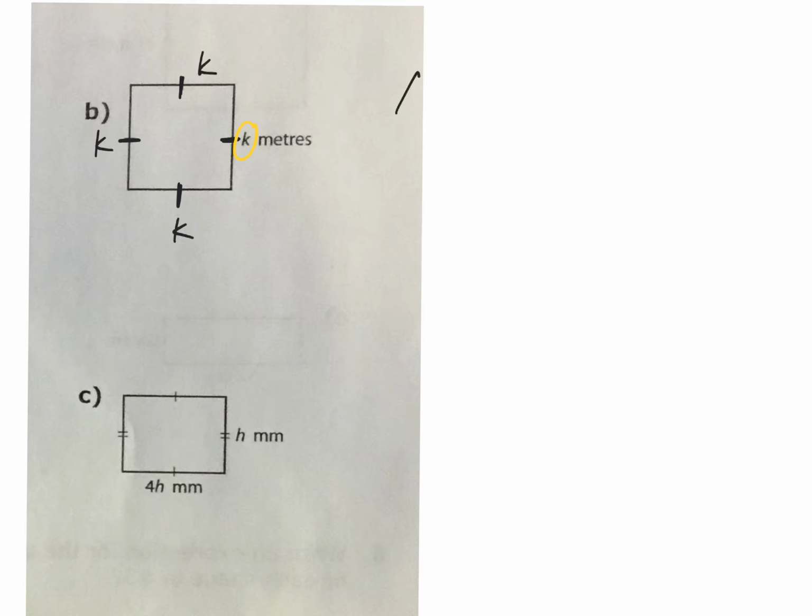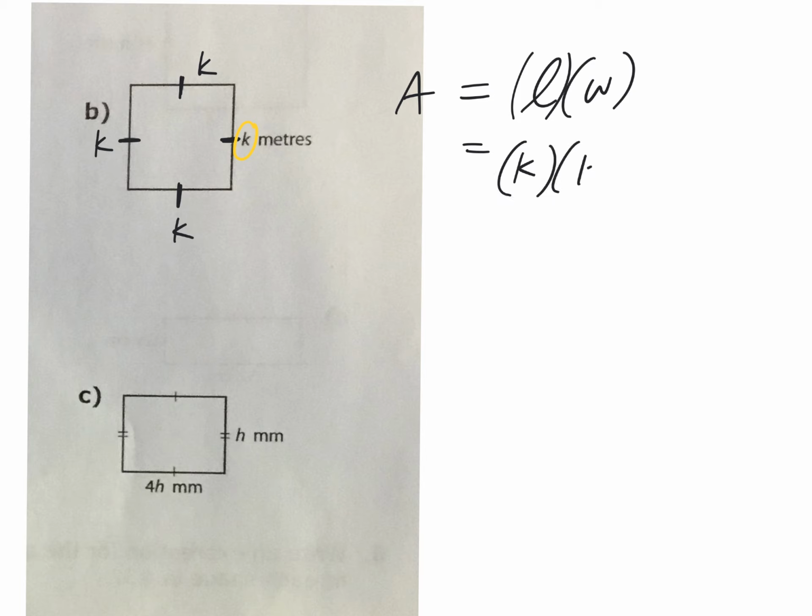How do you find the area of a square? Length times width. Length times width. So I'm doing K times K. What's K times K? K squared. K to the power of 2. That's it. That's the answer for B.